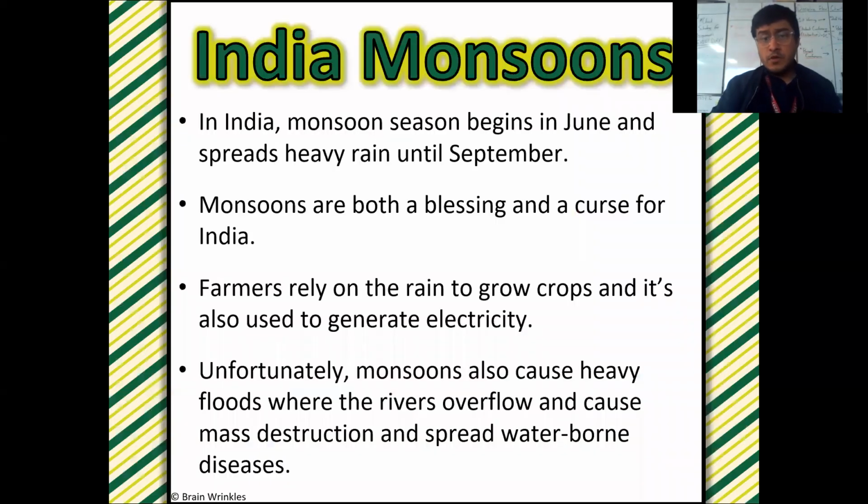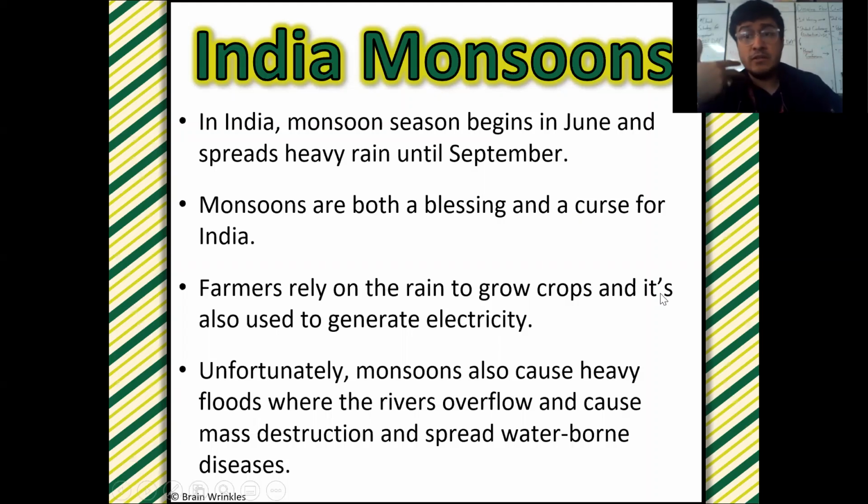Okay, so moving on, we're talking about specifically India's monsoons, kind of like what we're talking about with the map. So in India, monsoon season does begin in June and spreads heavy rain up until the month of September. So pretty much during the summer months, it's going to be a lot of heavy rainfall in India. Now, monsoons are both a blessing and a curse. That means there's a lot of positives and negatives for India, and honestly, a lot of the other South Asian countries as well. So farmers rely on the rain to grow crops, and it's also used to generate electricity. So those are two good positives that come from monsoon rains in India.